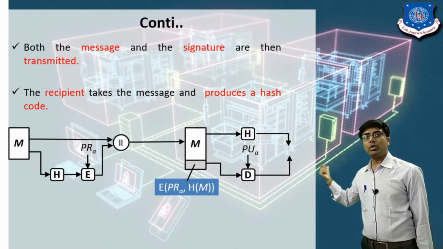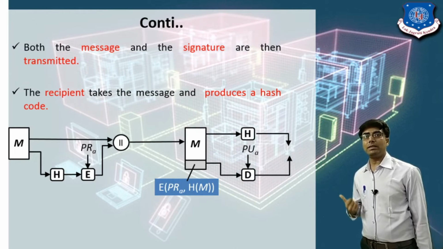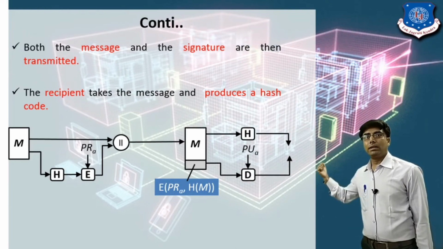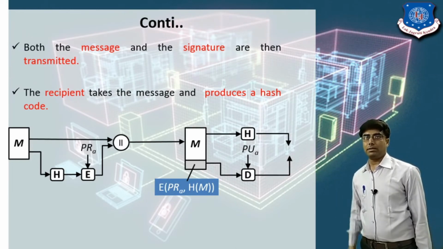Now compare both the hash codes. If both are equal, it means that the signature is valid. Now if the signature is valid, the receiver accepts the message. So this is the simple method of the RSA approach.